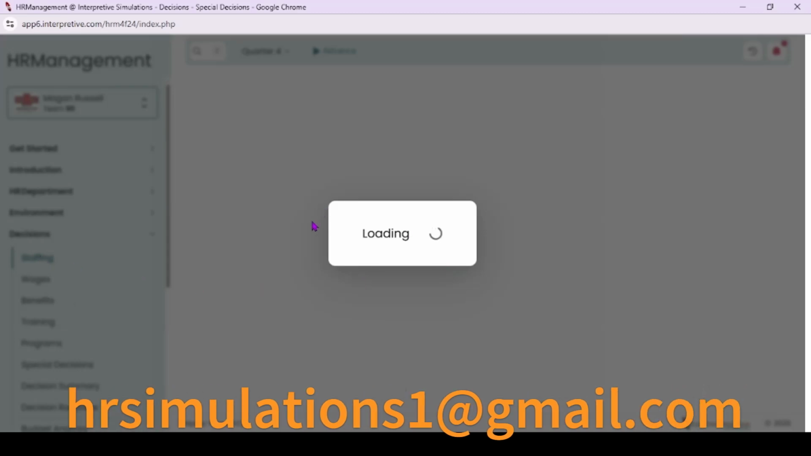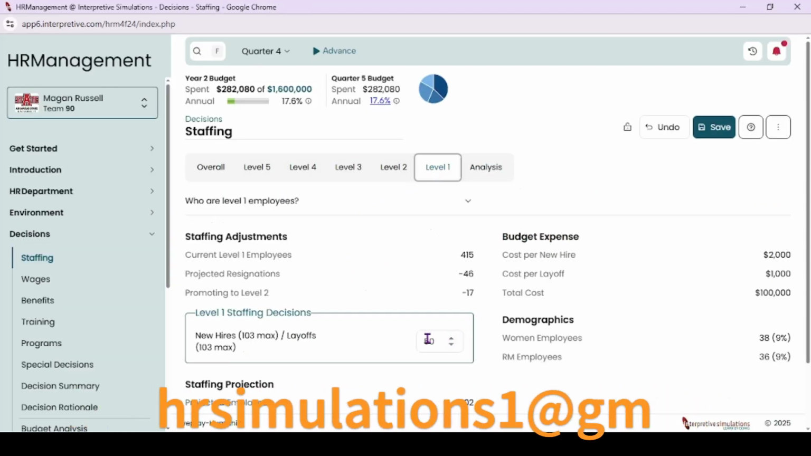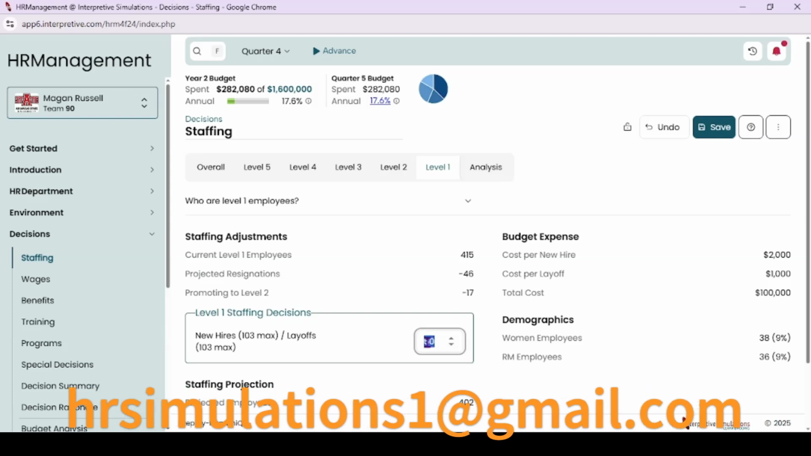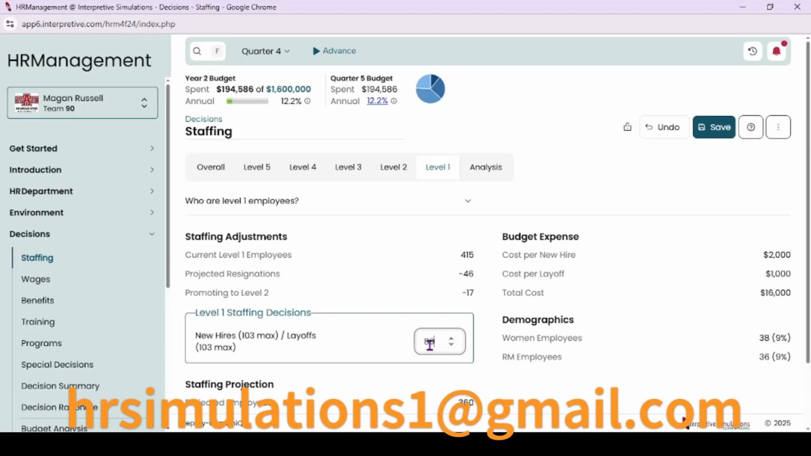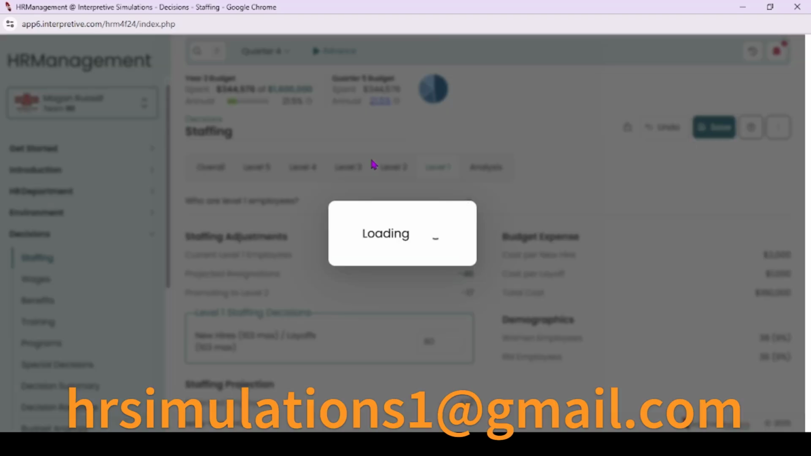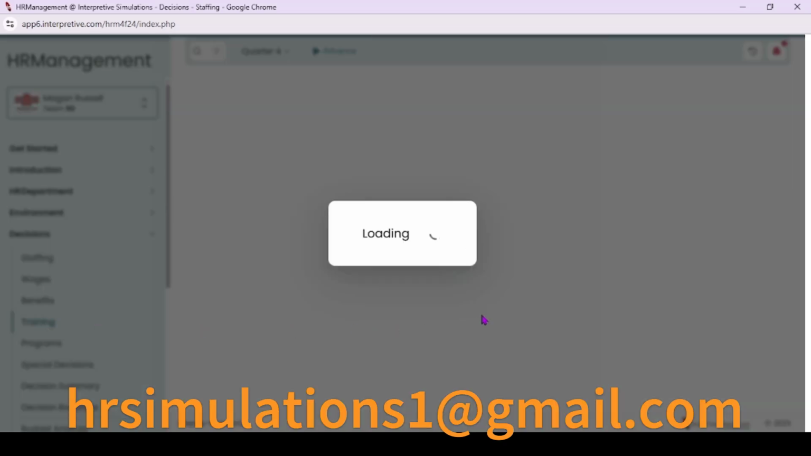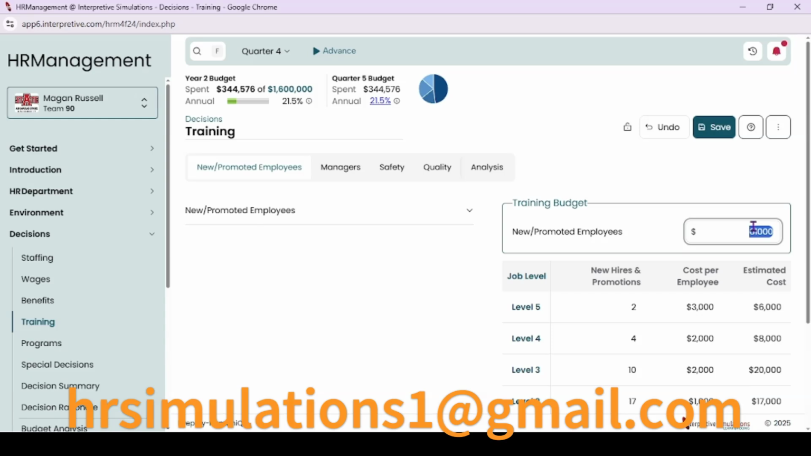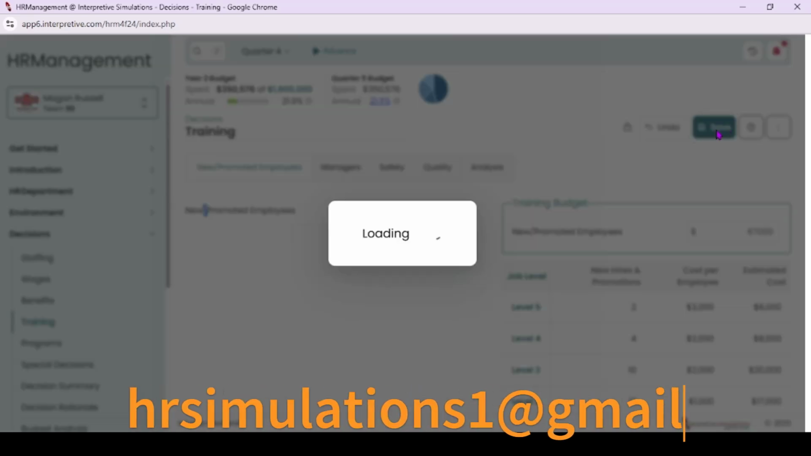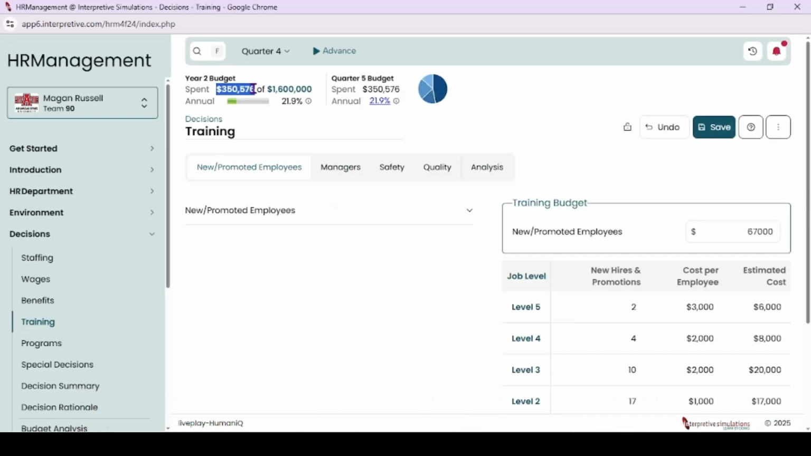So I'll also go through the staffing, see if we can increase the number of workers that we need under level 1. So I'll just start at around, let's say, 80, because remember the cost will increase. So currently we have spent 344,000, and also go to the training, because the training budget has increased. You can see now it's 67,000. So I'll just give it 67,000 and see the changes. We can see we have spent 350,000 so far. So we need to spend to the maximum of 400,000.